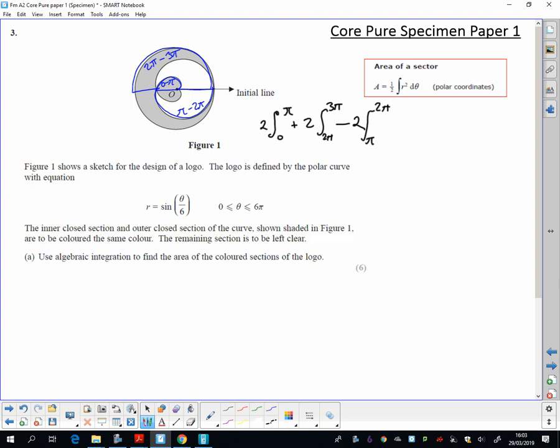Okay, once I've done that, I'm going to go to the formula book and find out what my actual proper formula is, and the area of the sector is a half integral of r squared d theta. Well, what I'm going to focus on to start with is all these are going to be integrating the same curve. So let's just work out the integral of r squared d theta, and then I can sub that in.